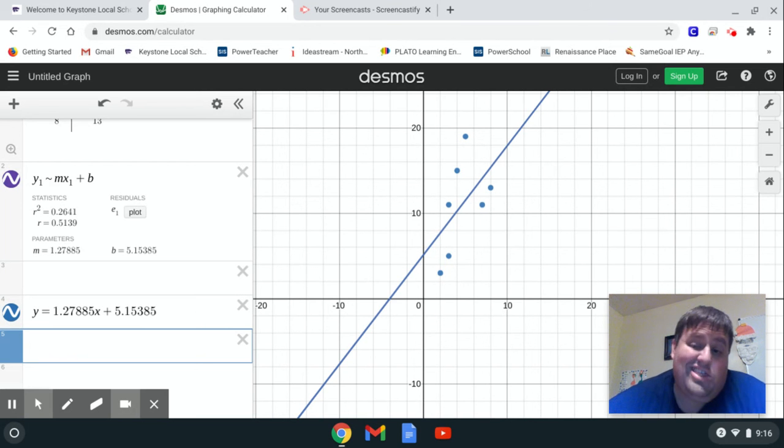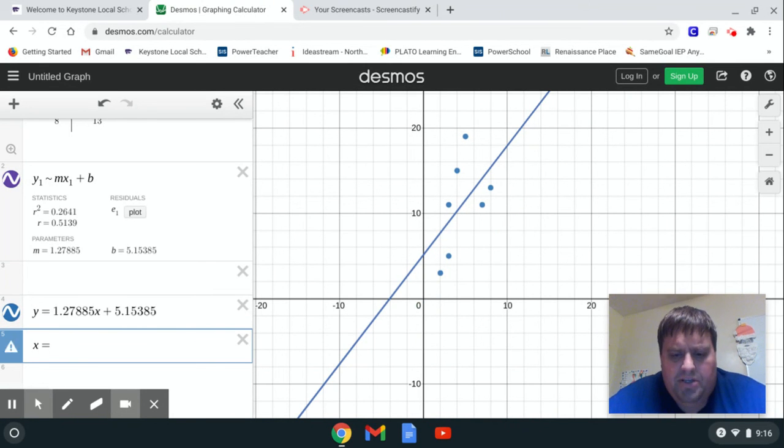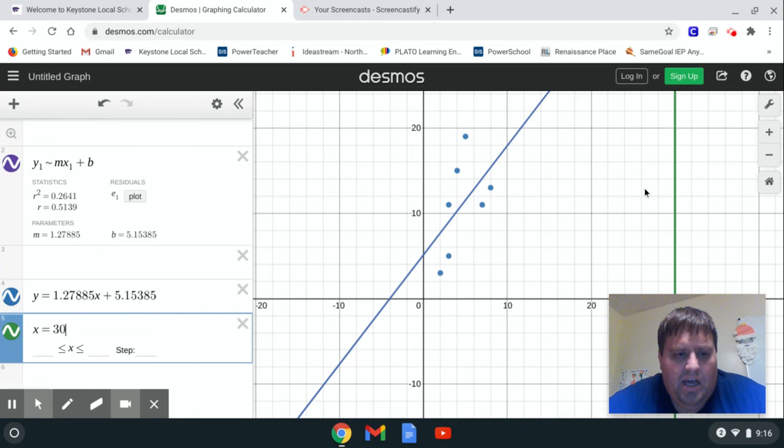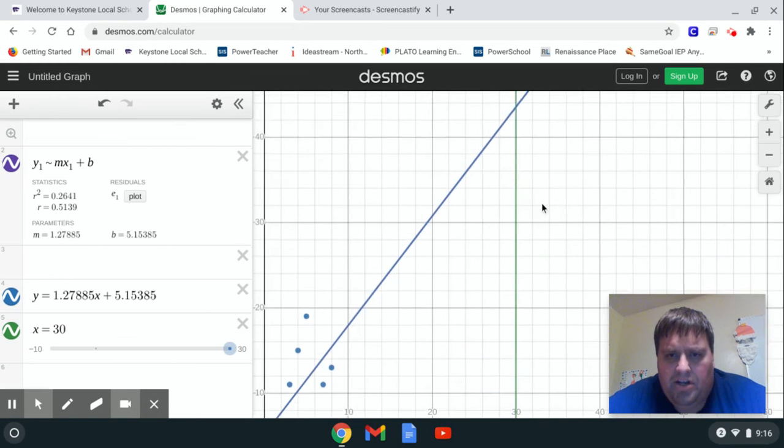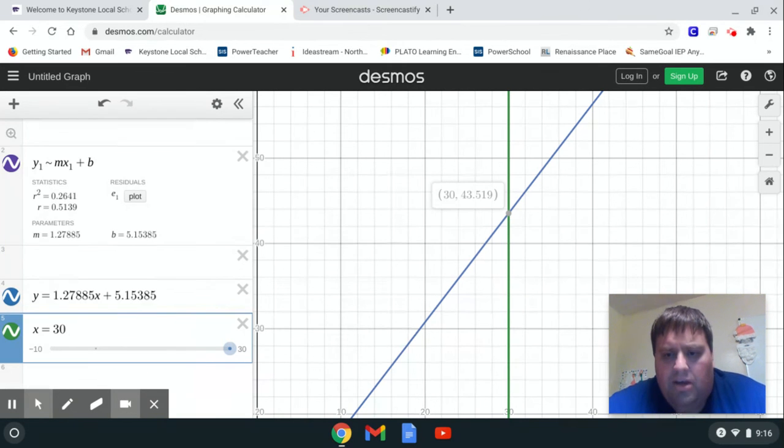So like, hey, what if x is 30? Well, I can plug 30 in here for x. I wonder if I can do just x equals. Well, this will help us at least. So x equals 30. I could plug that into my calculator and see what's going on. Or I can just type it in, and I can see that if x is 30, the y value here is going to be 43.519. And I could calculate any value that way, which is pretty awesome.